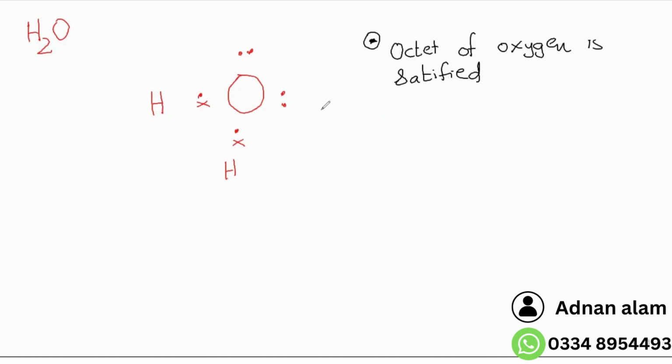Better listen carefully. This electron pair is not involved in the bonding. This pair is not involved in the bonding, so we say that it is a lone pair. This electron pair is a lone pair. And this electron pair which is involved in the bonding is known as a bond pair.